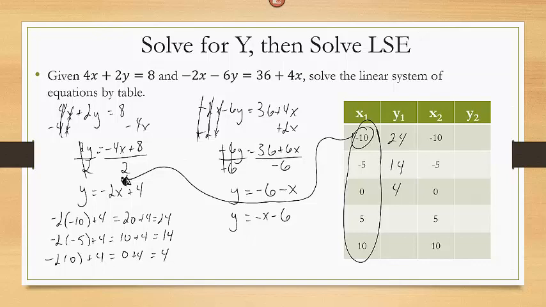So what's our pattern here? We're going down by 10: 24, 14, and 4. So 4 minus 10 is negative 6. Negative 6 minus 10 is negative 16.